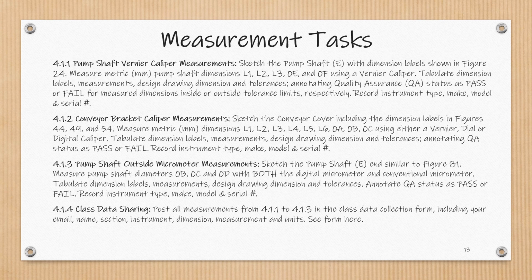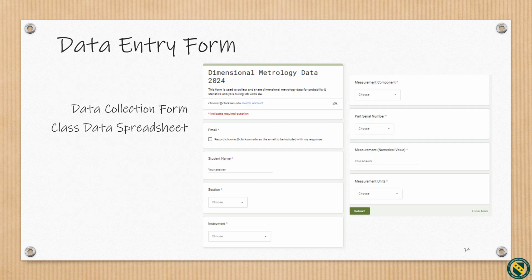While completing the measurements in person, students record data in a shared spreadsheet by submitting data through an online form. Here we have a look at the form used to collect data. It includes email, name, section, instrument, measurement component, part serial number, the measured numerical value, and importantly, the measurement units. This is also tied to a spreadsheet.